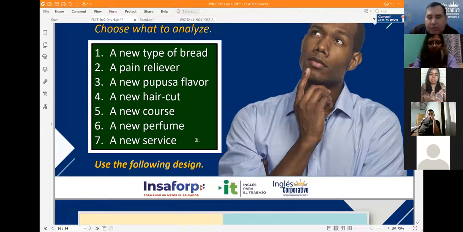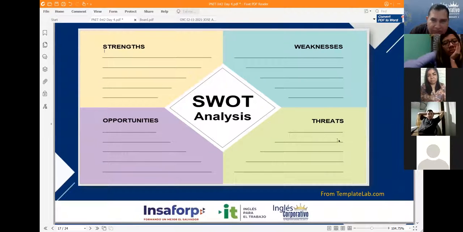Then a new service, delivery. Legal assessment, migratory assistance. These are some ideas. You decide, okay? And then this is the form that you're going to be using. I sent the form in Word format to your WhatsApp so that you can download it. This is from templatelab.com. All the credit is to them. Thank you very much for sharing.